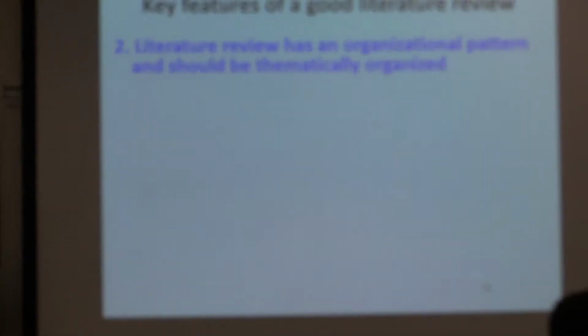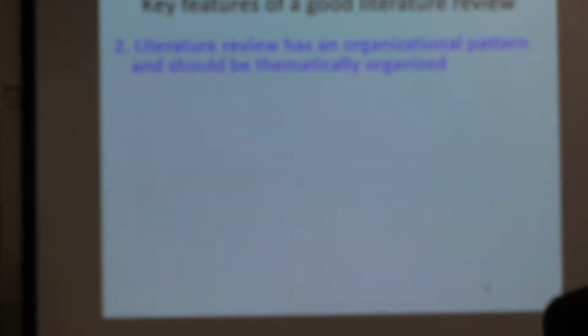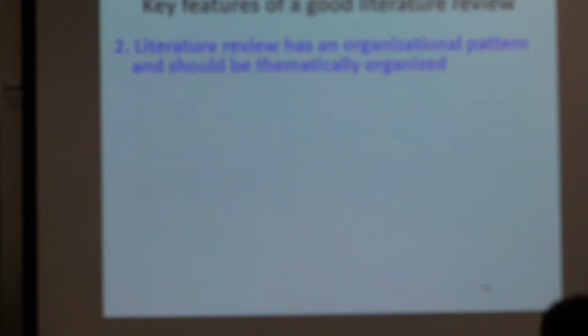Now the second feature: this review has to be organized, and it should be thematically organized. I don't know whether you have noticed that when you read a review, do you often see some subheadings? Each subheading is a part of this review, and they are connected with each other to some extent, right? For experts, you don't need these subheadings. They know how to write. Big scholars can maybe write an actual literature review without any subheadings, because they are very skillful and all the ideas are very clear.